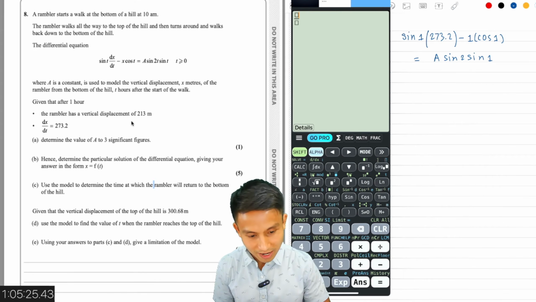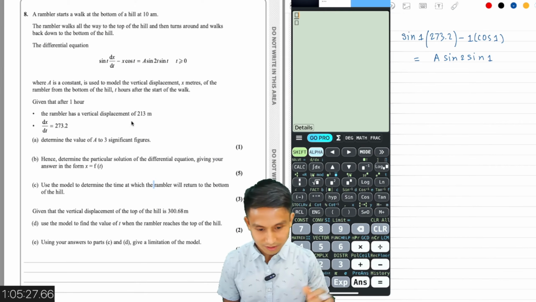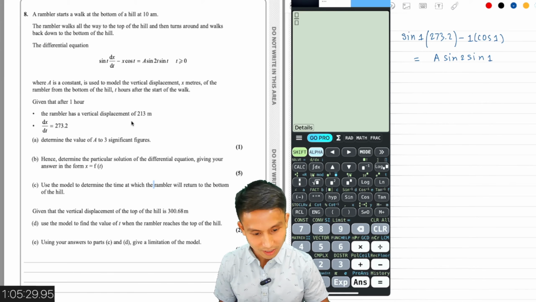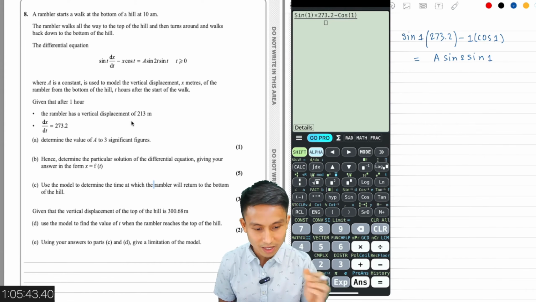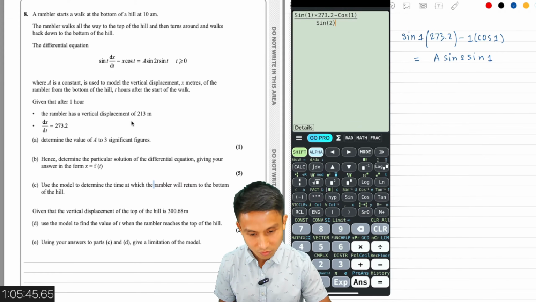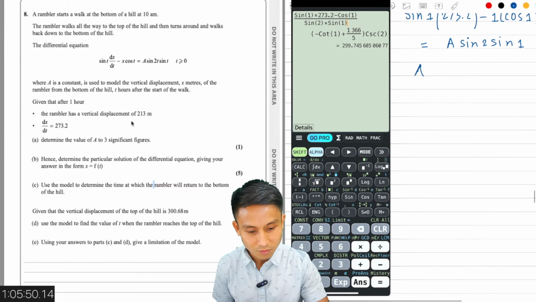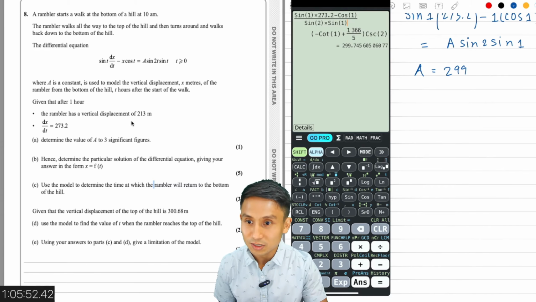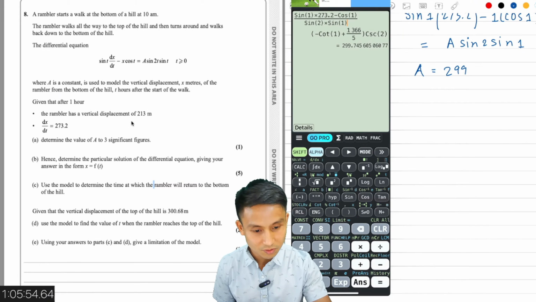So that's just a fraction. I'm just going to do radian first. So sine 1, you got to put 1, yeah, times 273.2 minus 1 times cos 1, so I just put cos 1 in here, divided by, well, if you solve for a, you divide by sine 2 times sine 1, right? So a equals 299, 3 significant figures, so 300. I'm just going to do that first.